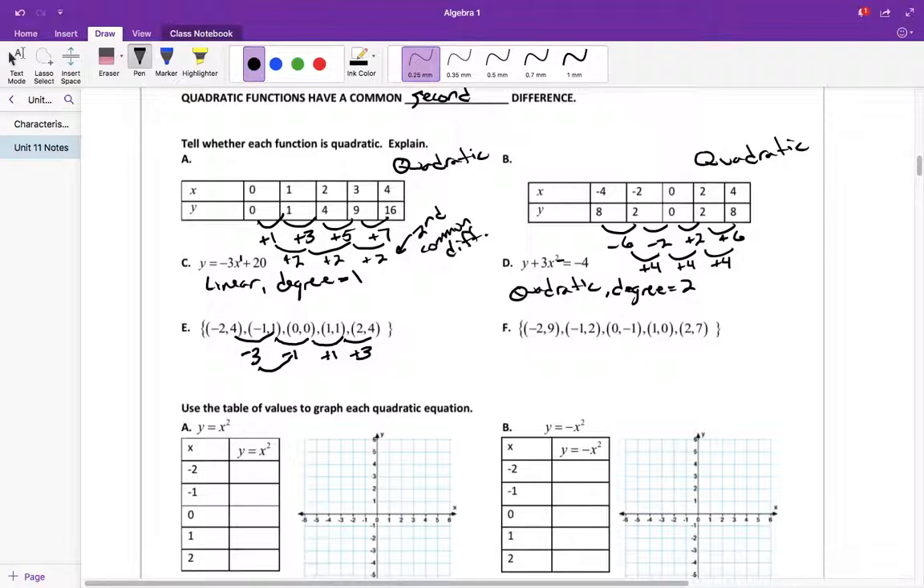So no difference this first time. From -3 to -1, though, go up by 2. -1 to 1, up by 2. 1 to 3, up by 2. There's your explanation, and you can just say that it's quadratic. All right, one more example to look at.